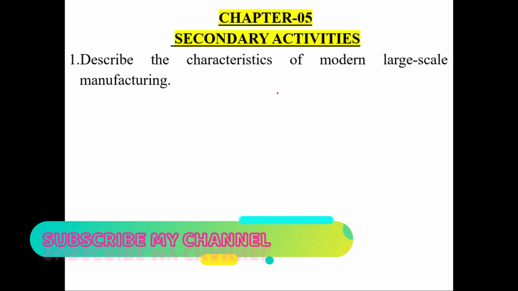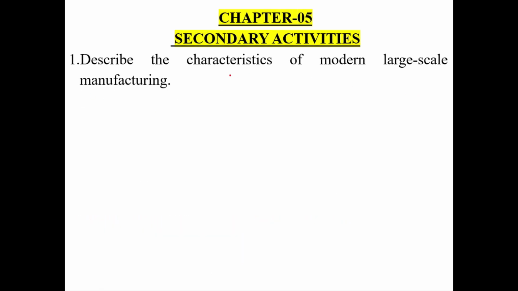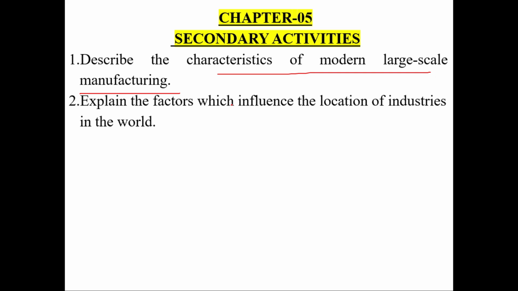Now the secondary activity. The first one is the characteristics of modern large scale manufacturing industry, and this is basically a 3 marks question. A 3 marks question will come from this chapter. We know the basic characteristics, like mechanization, skilled labor, then robotic implementation. There are several characteristics, so you should follow this question.